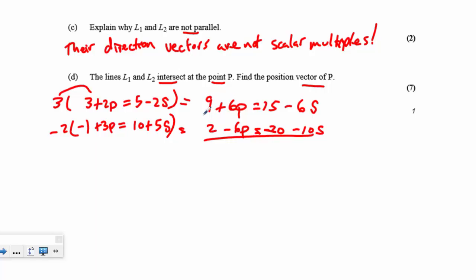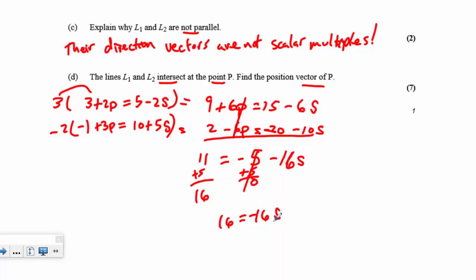And then we add these two equations together. 9 plus 2 is 11. 6P minus 6P, these are eliminated. 15 minus 20 is negative 5. And negative 6S minus 10S is negative 16S. I will add 5 to both sides of this equation. This will give me 16, so 16 is equal to negative 16S. Divide both sides by 16. S is equal to negative 1. That's not the answer, but we're almost there.